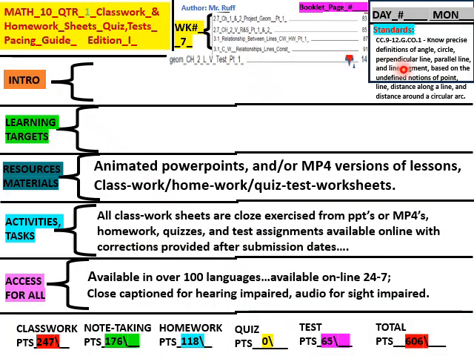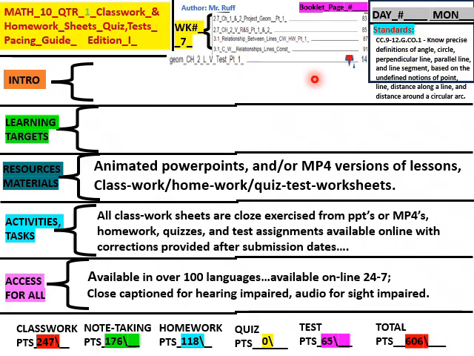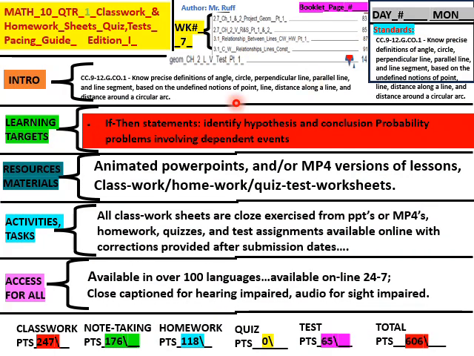One of our major standards here is Common Core 9 through 12, G.CO.1: know precise definitions of angle, circle, perpendicular line, parallel line, and line segment, based on the undefined notions of point, line, distance along a line, and distance around circular arcs. So we get into that, and our intro is again CO.1.